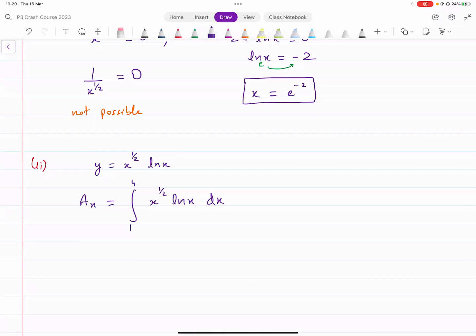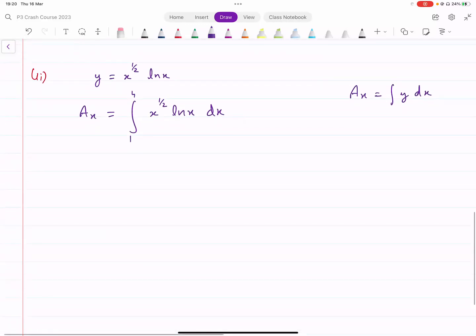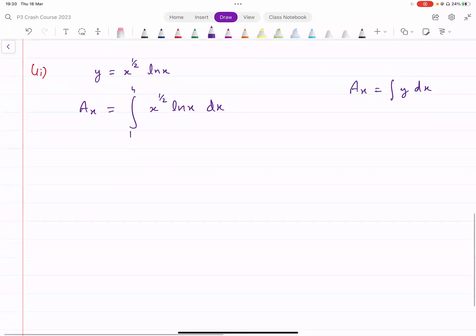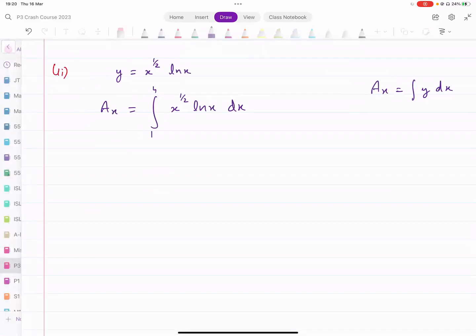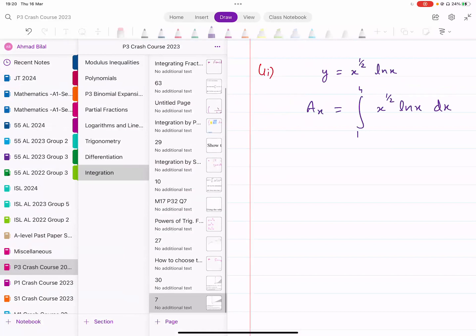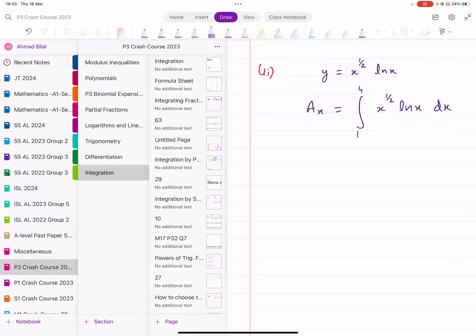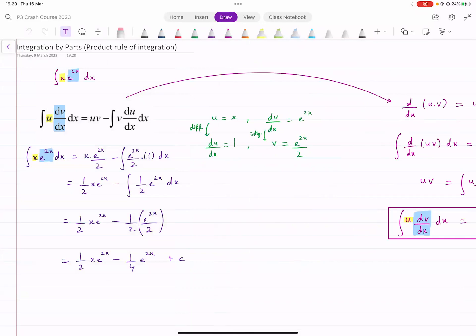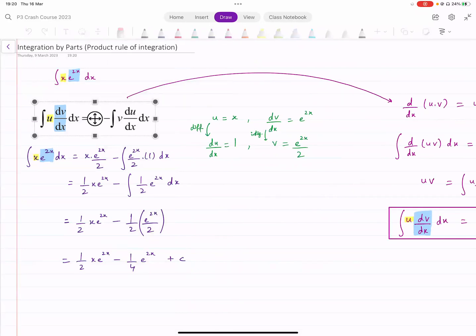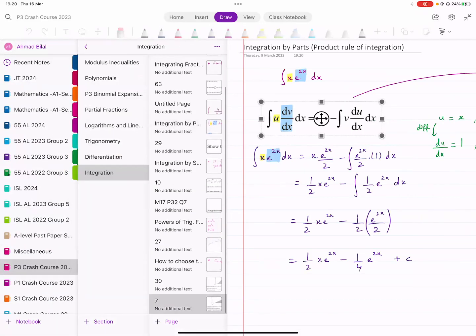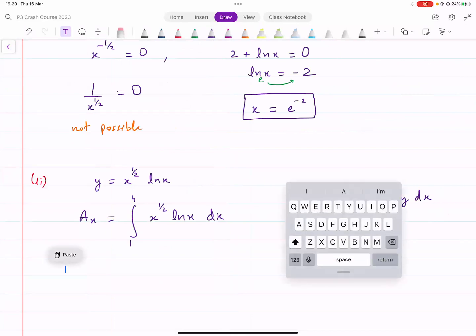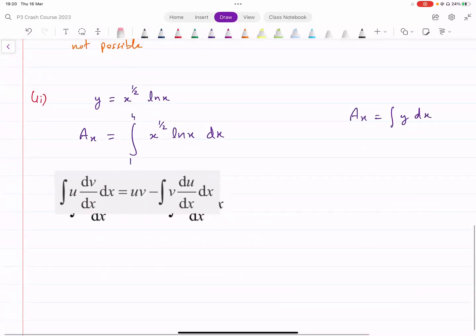All right, this is what we need to evaluate essentially, because this is what the area formula is between a curve and the x-axis, integral of y with respect to x. Okay, now how do you integrate this? It's a product, and they've also told you that you should be using integration by parts for this. Now, let me actually copy the formula for you. The way it's written in the formula sheet, this is how the formula looks like. Okay, so we'll keep the formula sheet in front. This is the formula that we have to use here.